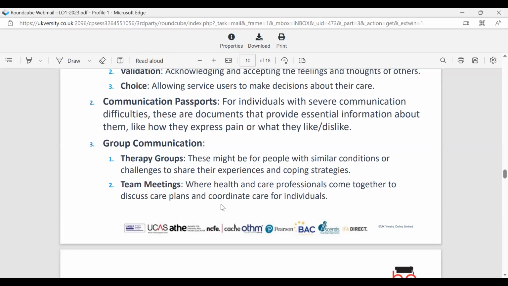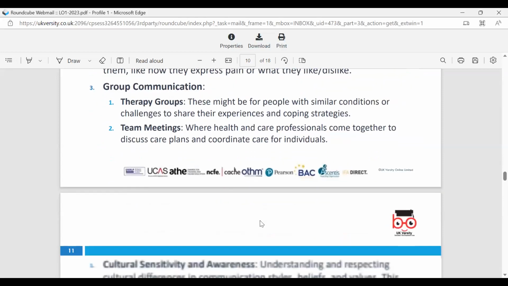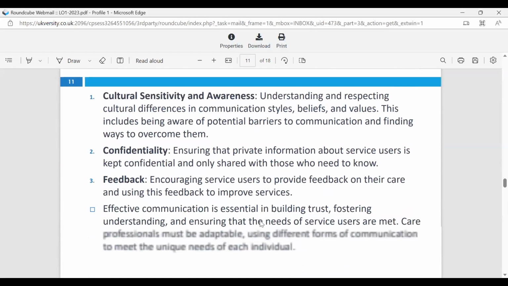Team meetings where health and care professionals come together to discuss care plans and coordinate care for individuals. Cultural sensitivity and awareness. We talked a little bit about this, important. Why do you think cultural sensitivity is important?